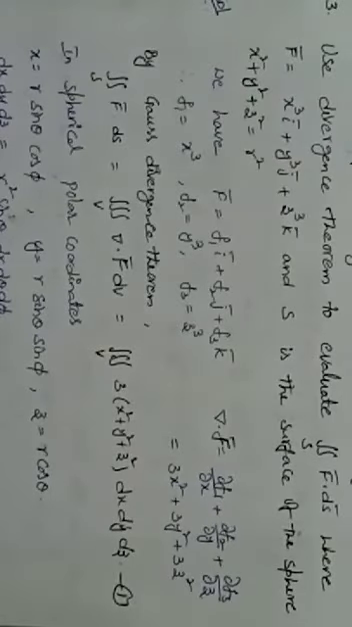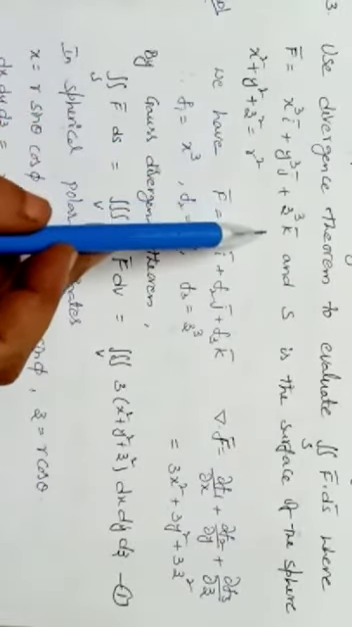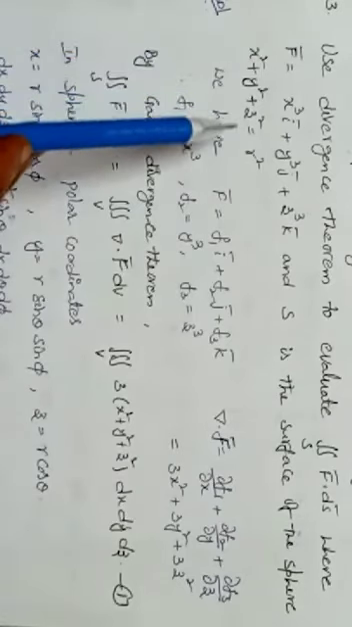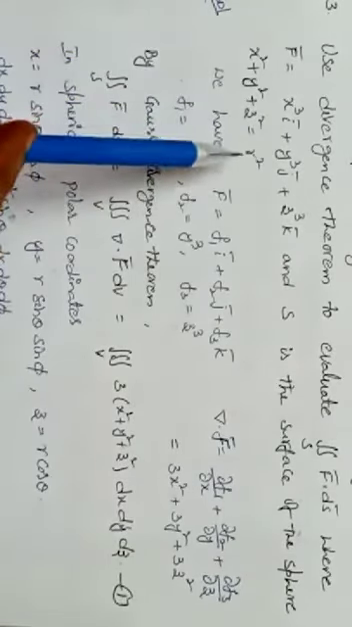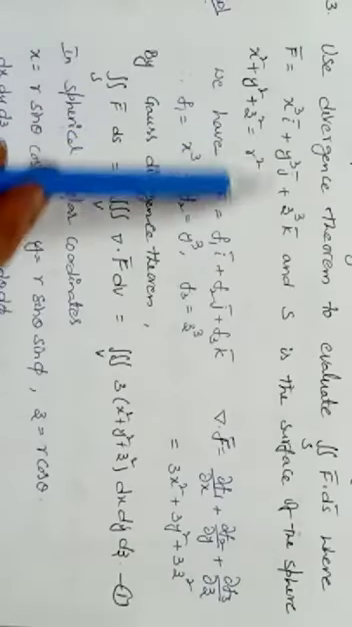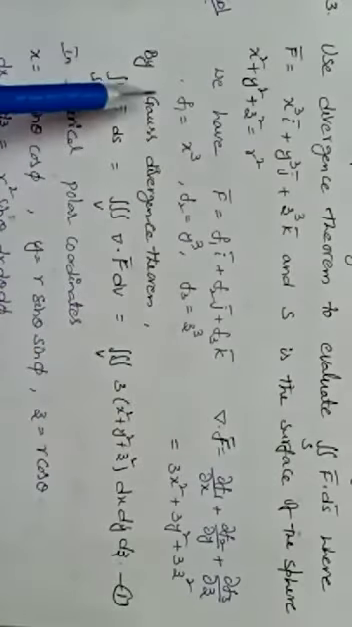The next model question is related to the Gauss divergence theorem. Use the Gauss divergence theorem to evaluate the integral over S of F bar dot dS bar, where F bar is given as x cubed i bar plus y cubed j bar plus z cubed k bar, and S is the surface of the sphere x squared plus y squared plus z squared is equal to r squared. So from the sphere you have to evaluate the vector point function over the surface integral S.